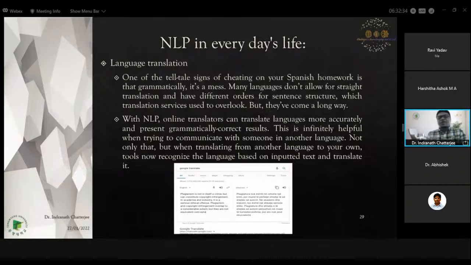But NLP is so advanced, and machine translation is so smart these days, that it not only translates exactly into the other language, but also tries to maintain the grammatical structure of the language.